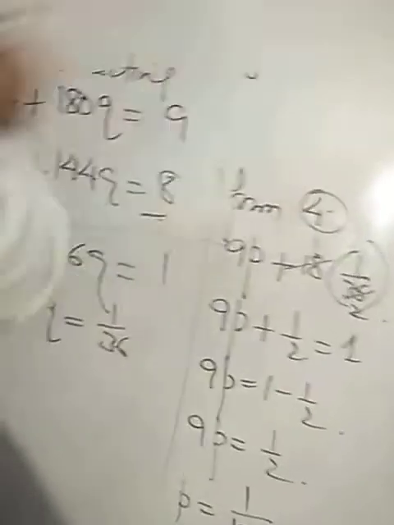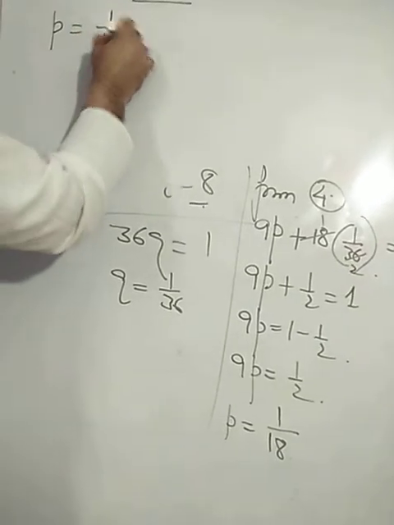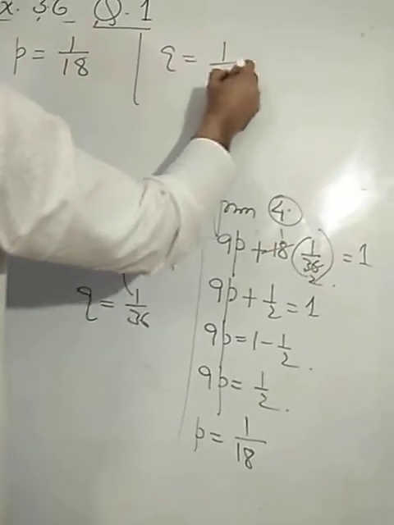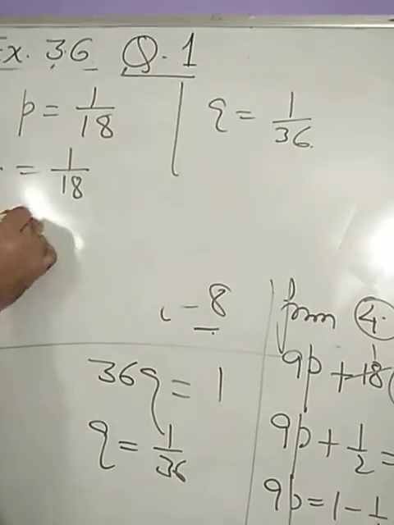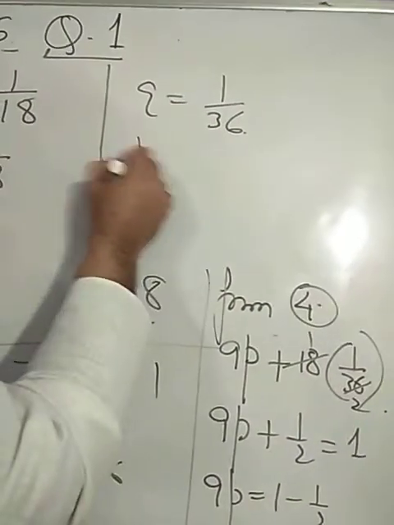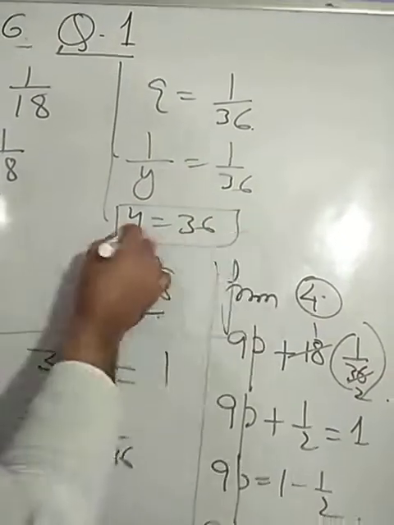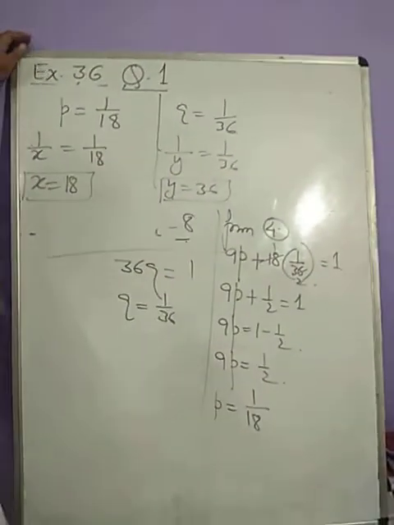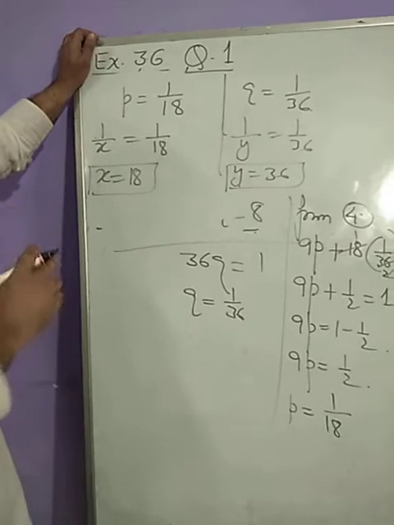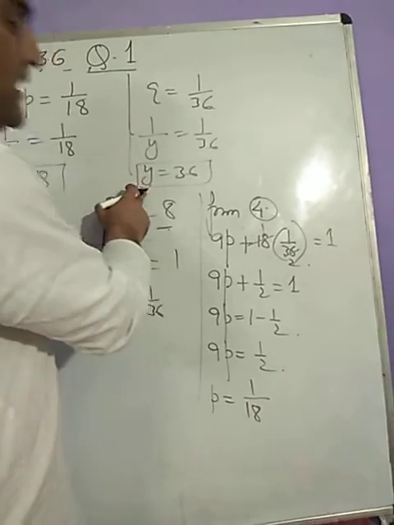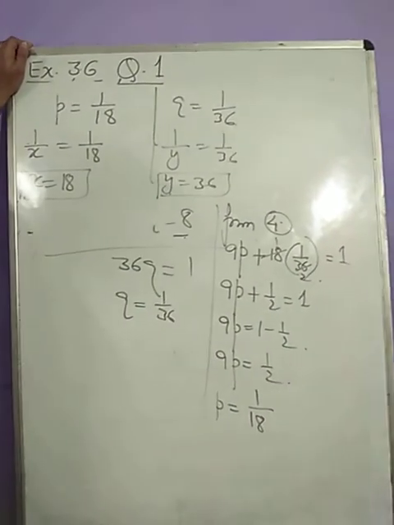So in the end, P comes 1 over 18 and Q comes 1 over 36. P was actually 1 over X. 1 over 18, cross multiply, we get the value of X as 18. Q was 1 over Y. 1 over 36, cross multiply, Y is 36. So in the end you will write the answer also. That is, one woman finished the work alone in 18 days and one man alone can finish the work in 36 days. This is the answer of this solution.